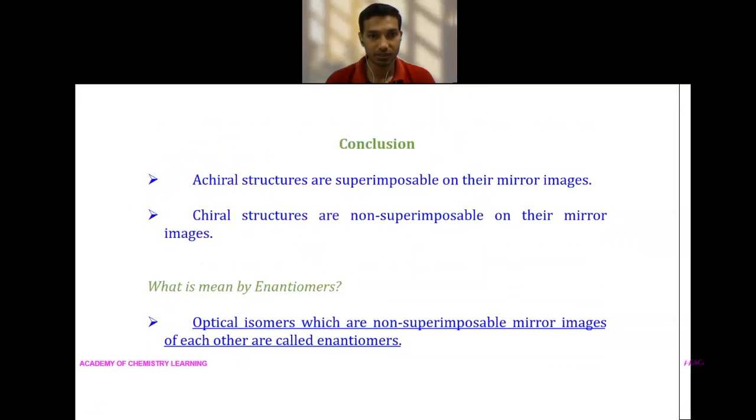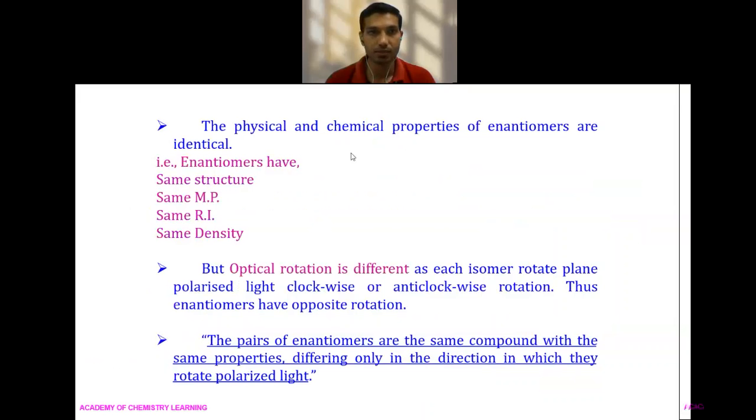As enantiomer says that they are non-superimposable mirror images, that means they are distinguishable structures or objects. So both are different molecules, but their three-dimensional arrangement is different. Their physical and chemical properties are the same, like melting point, refractive index, density. But the one thing that differentiates between these two isomers is optical rotation.